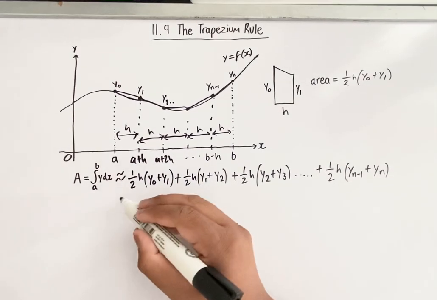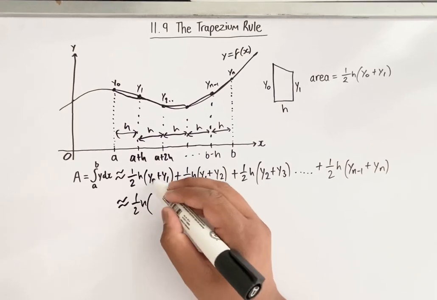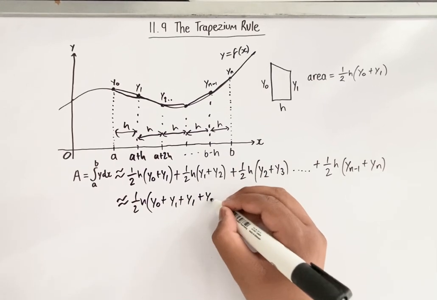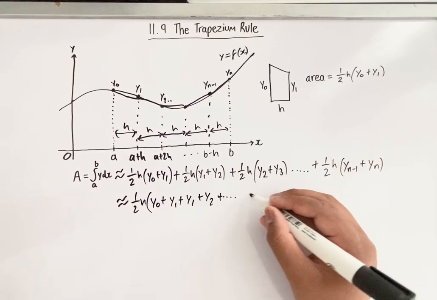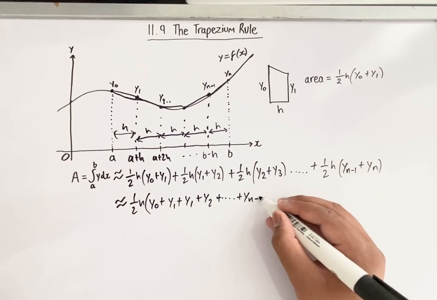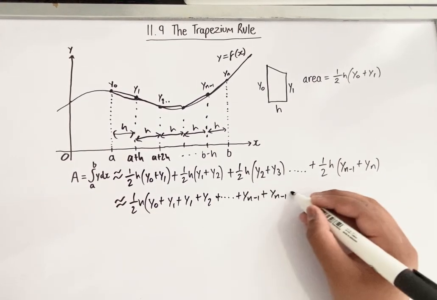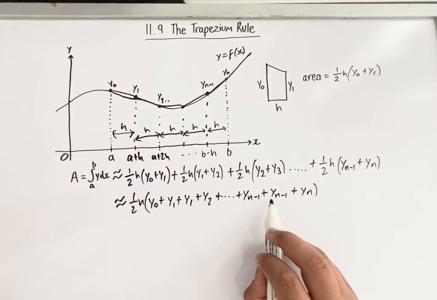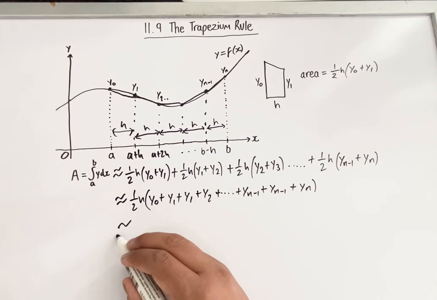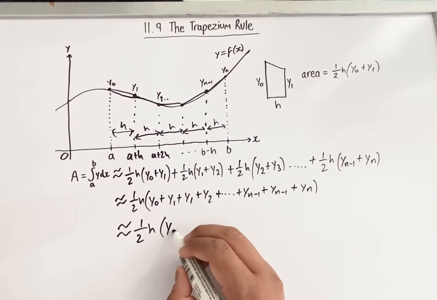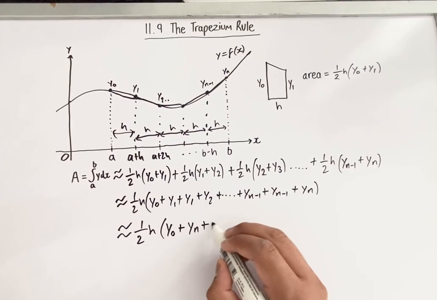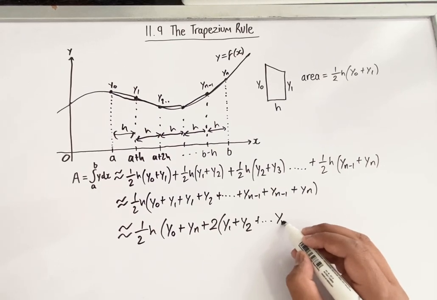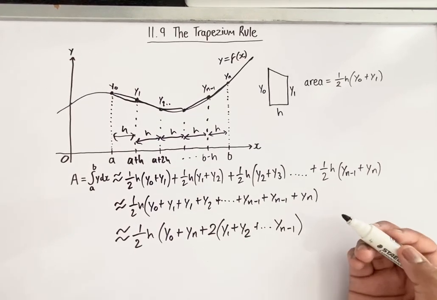We can factor out the half h to get a half h multiplied by y0 plus y1 plus y1 plus y2, and so on and so forth until we get yn minus 1 twice plus yn. Then as you can see, there are 2 of all of these y values except for the first one and the last one. And so we can rewrite this as y0 plus yn plus 2 lots of y1 plus y2 up to the second to last y value. And that's the trapezium rule.